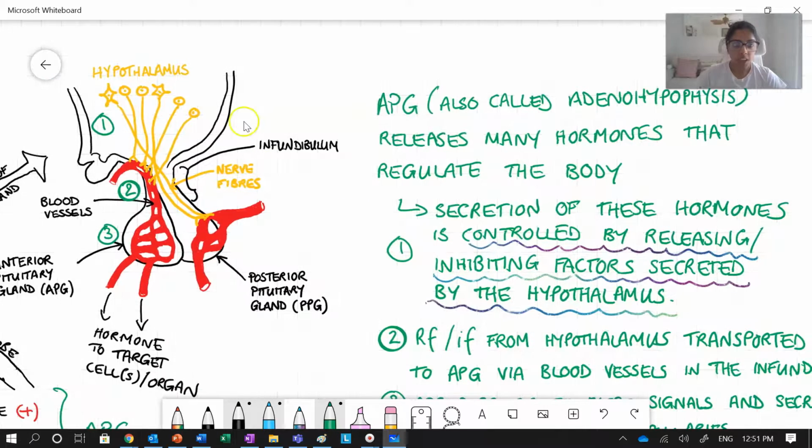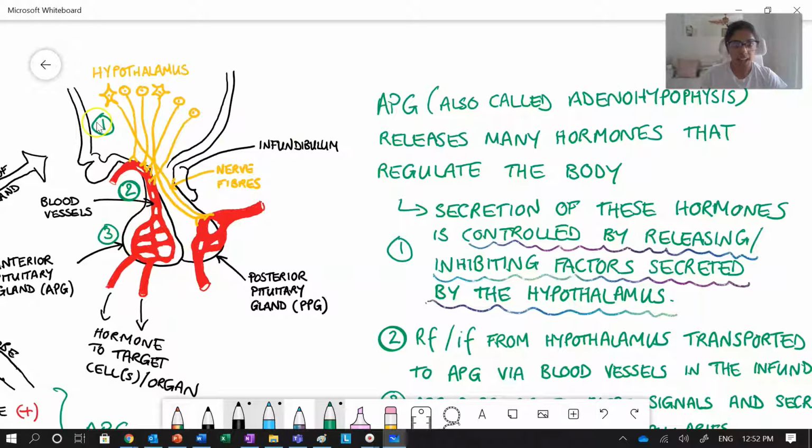Okay, so the hypothalamus contains lots of neurons. These little circles and star-shaped things are meant to represent nerve cell bodies. And the shorter ones you can see connect to the anterior pituitary gland. So they are connecting to blood vessels in the infundibulum that go to the anterior side of the pituitary gland.